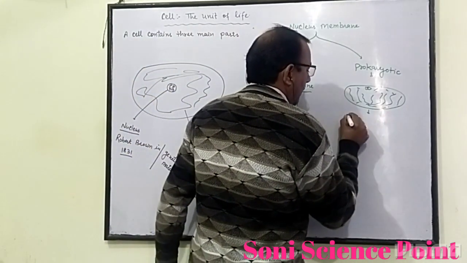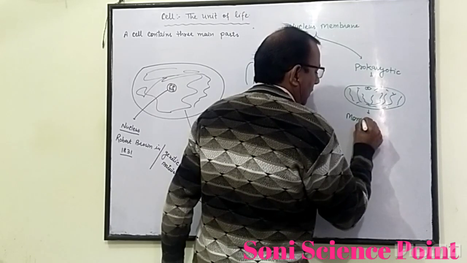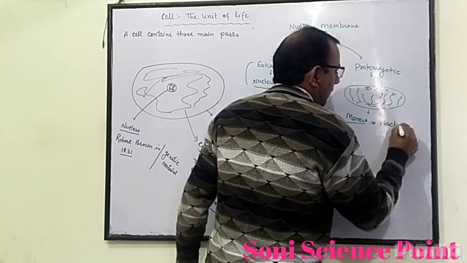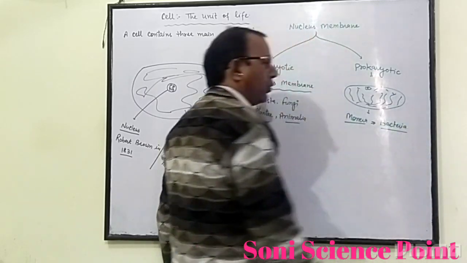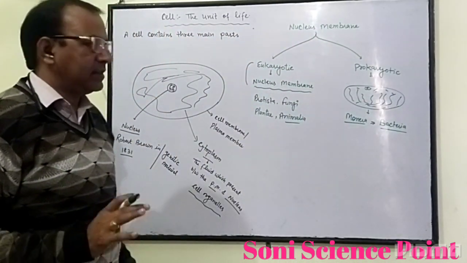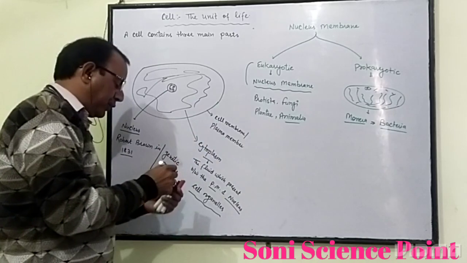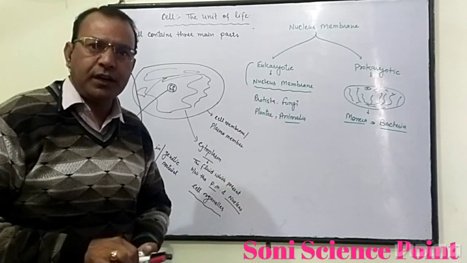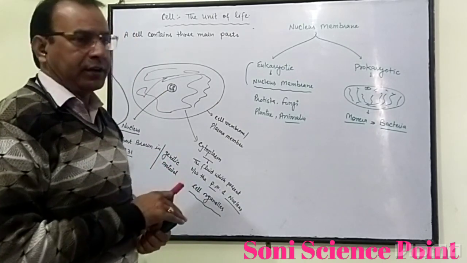For example, Monera. Monera contains bacteria. In bacteria, no nucleus membrane can be seen. Clear? So on the basis of nucleus membrane, we categorize the organism into two types: eukaryotic and prokaryotic.